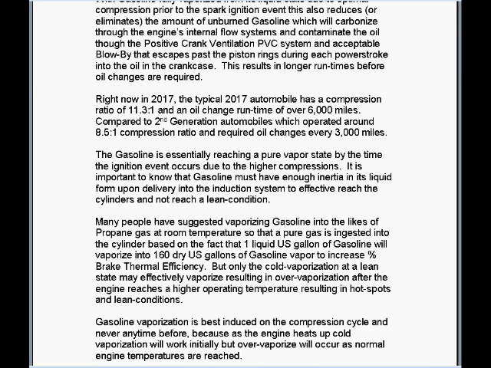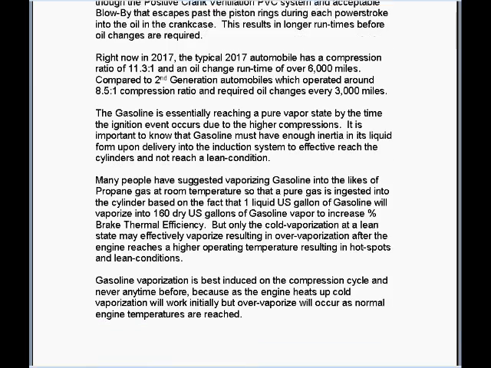Right now in 2017, the typical automobile has a compression ratio of 11.3 to 1 and an oil change runtime of over 6,000 miles, compared to second generation automobiles which operate around 8.5 to 1 compression ratio and require oil changes every 3,000 miles. The gasoline is essentially reaching a pure vapor state by the time the ignition event occurs due to the higher compressions. It is important to know that gasoline must have enough inertia in its liquid form upon delivery into the ignition system to effectively reach the cylinders and not reach a lean condition.